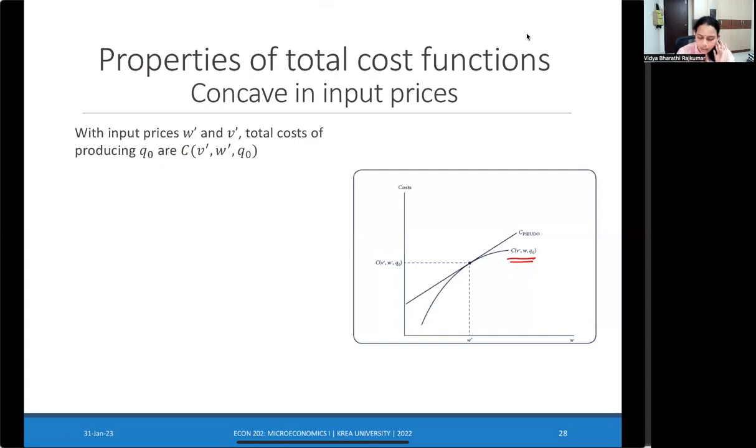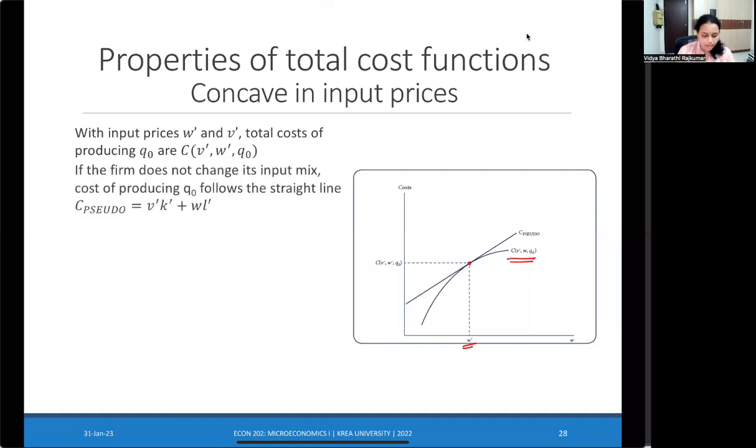The price of labor, my apologies, I said capital. So the price of labor is initially at W prime, and this is where we are. Now, if the firm continues to use the same amount of capital and labor, but the price of labor is increasing, then the costs are just going to increase in a linear manner. Same amount of capital, same amount of labor, but it's just paying more per unit of labor. So your costs will climb in a linear fashion. If it were to do so, my cost function will be that part of the straight line that I've highlighted.